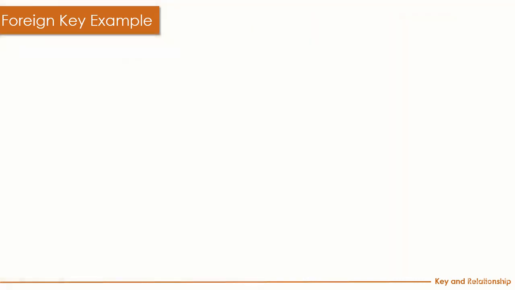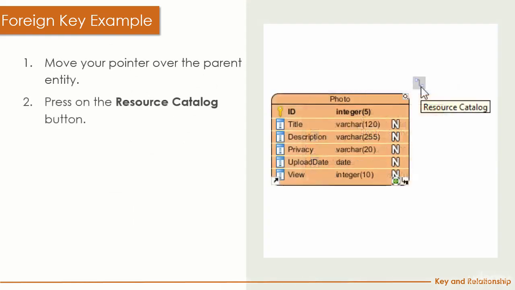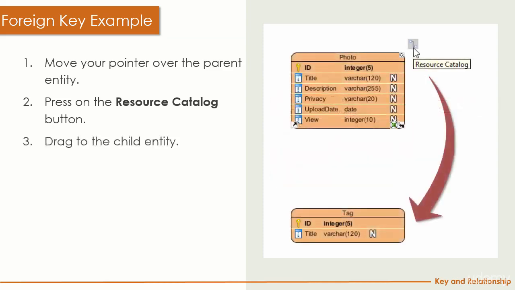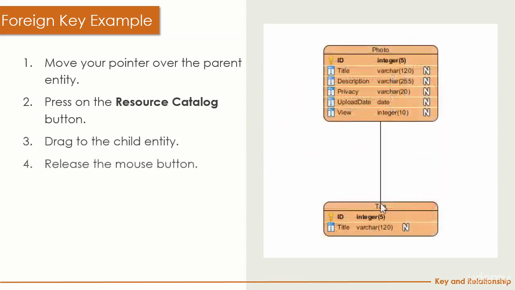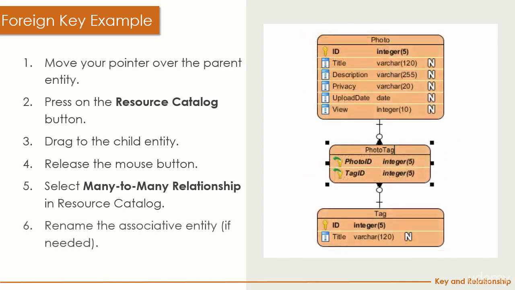To create the many-to-many relationship, also similar to one-to-many, just go to the resource catalog and drag to the target table, select many-to-many, and then we will create the associative table for you. You don't need to do it yourself, you just name it, and then the relationship will be formed. So it's easy and straightforward.